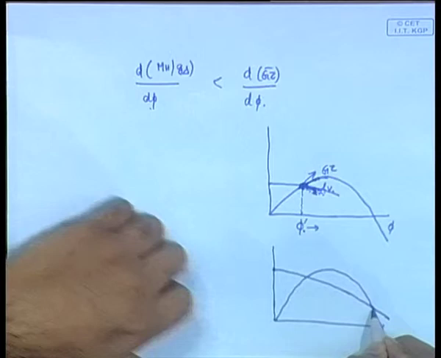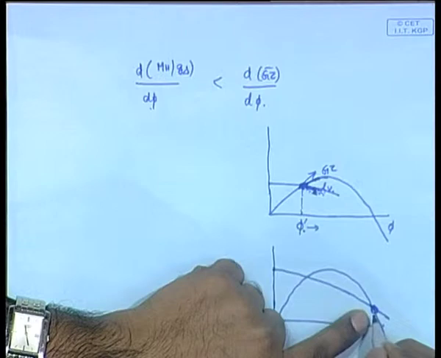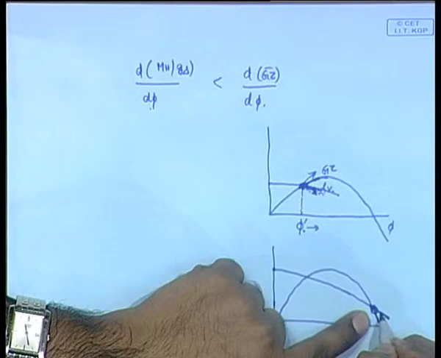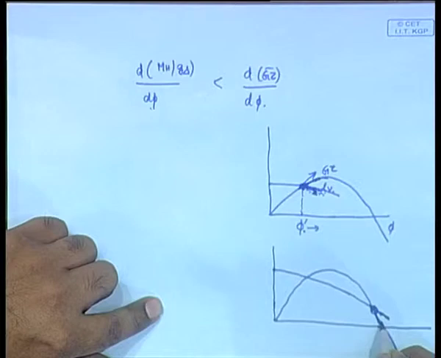Let's take this case, this position. What happens here? Here it is the other way around. The moment it crosses here, GZ is below the heeling moment curve. This part alone we'll draw. This is GZ, and GZ is below the heeling moment curve. So the righting moment is less than the heeling moment the moment it crosses this.